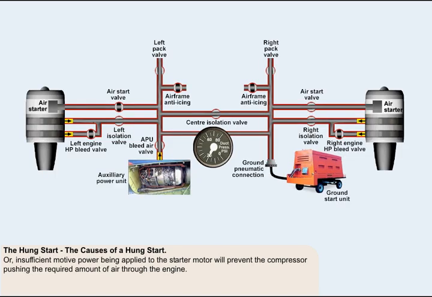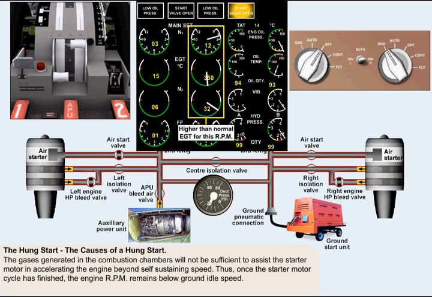On the other hand, insufficient motive power being applied to the starter motor will prevent it from being able to rotate the compressor fast enough to push the required amount of air through the engine. This means that the gases generated in the combustion chambers will not have sufficient power to assist the starter motor in accelerating the engine beyond self-sustaining speed. Thus, once the starter motor cycle has finished, the engine RPM remains stable below the figure that will enable it to accelerate up to ground idle speed.